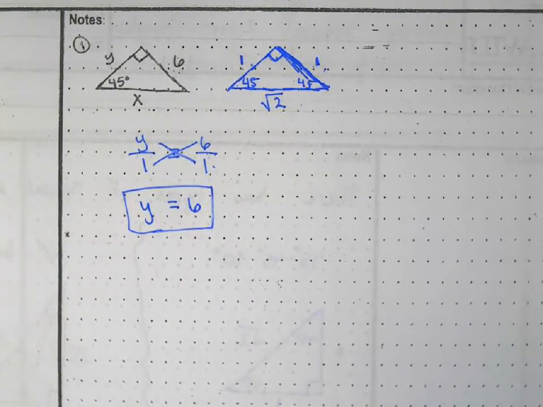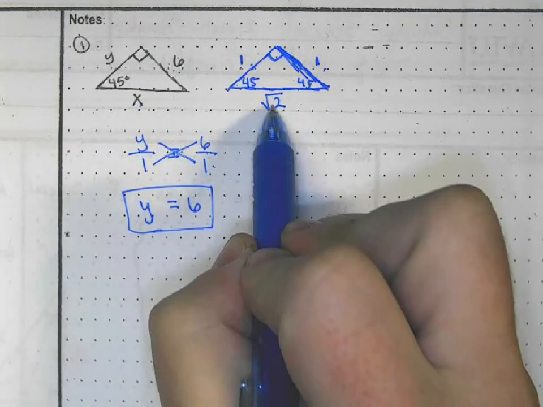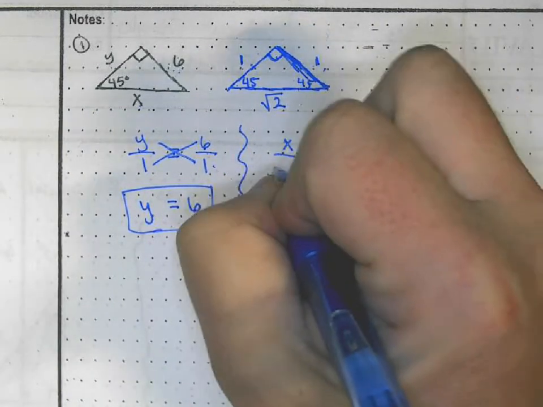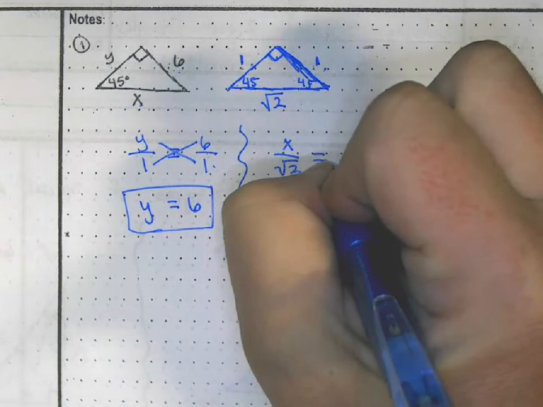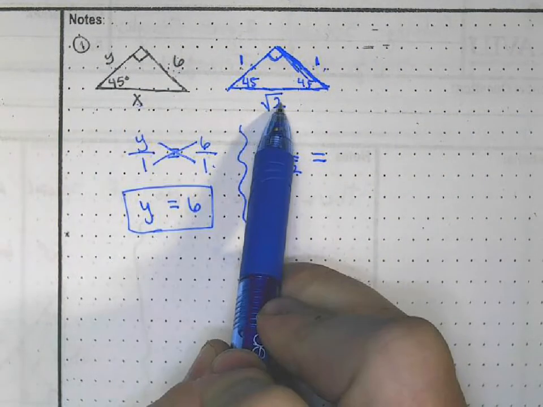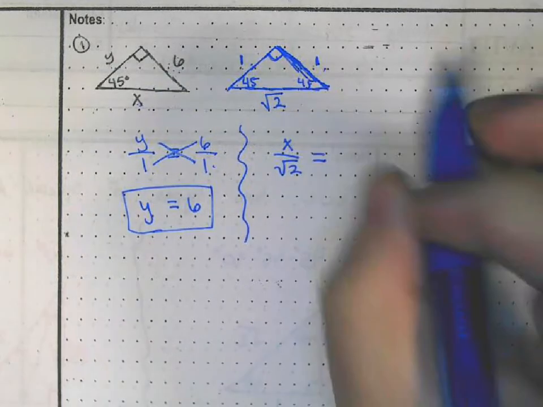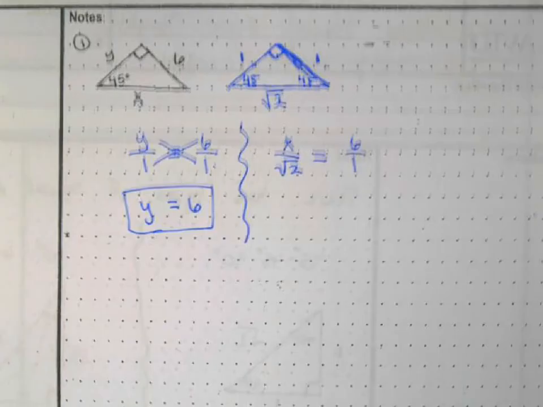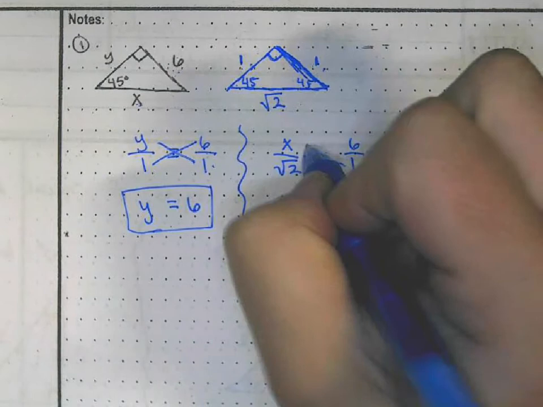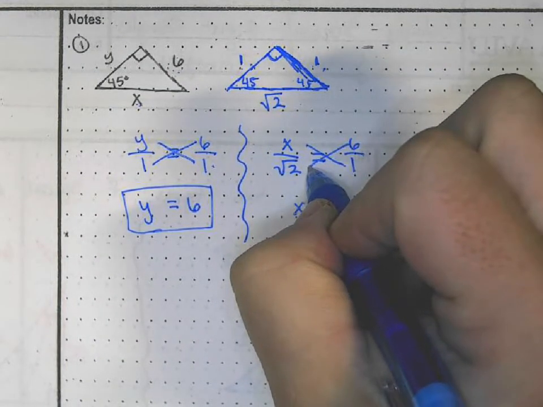Okay, now let's set it up for the x. So we'll go x is the square root of 2, as, now I'm going to go, so I went bottom is to bottom. Now I'm going to go as right is to right. Now we cross multiply and solve. So I'll do 1 times x is equal to 6 times root 2.